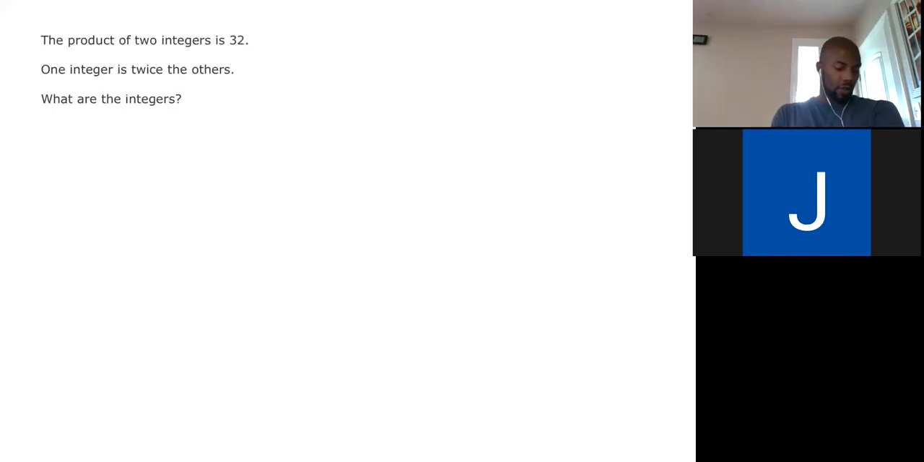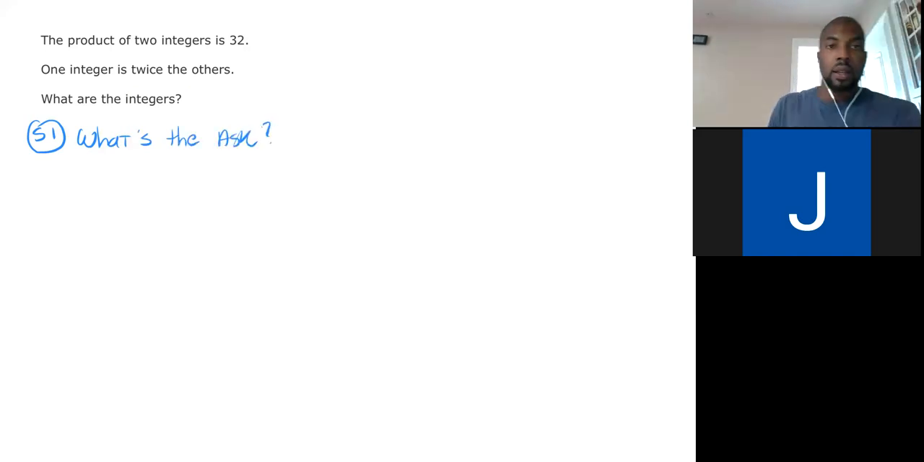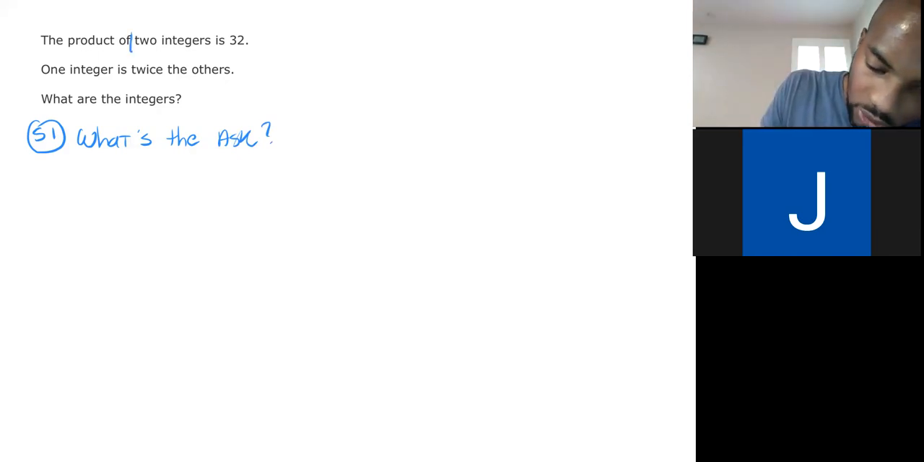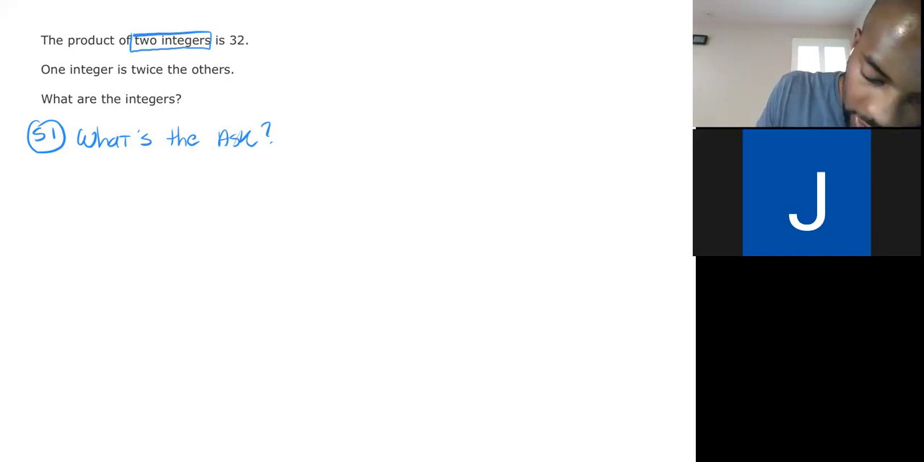All right. So my first step is always asking, what are they asking? Step one. What's the ask? The ask here is we're looking for two integers. The product of two integers. One integer is twice the other. That's not a question. The question is, what are the integers? So we're looking for two integers.